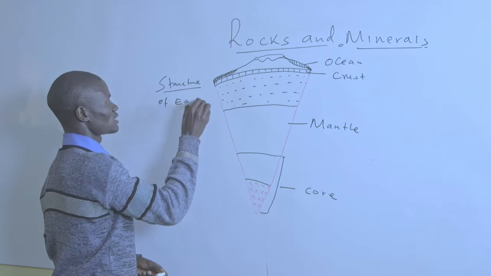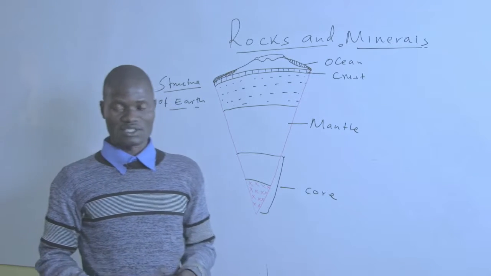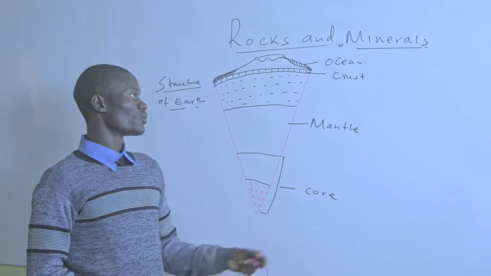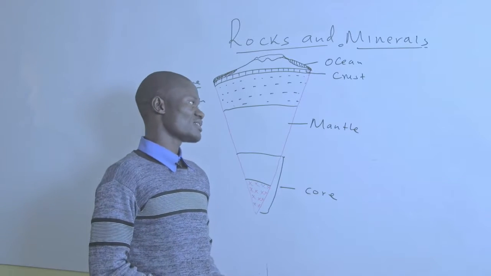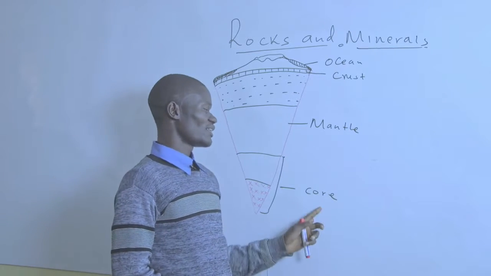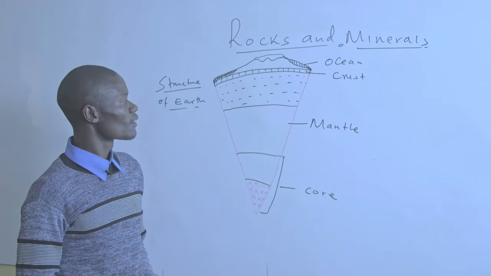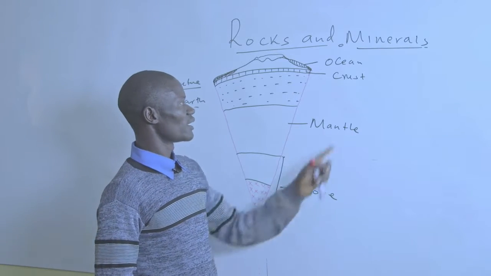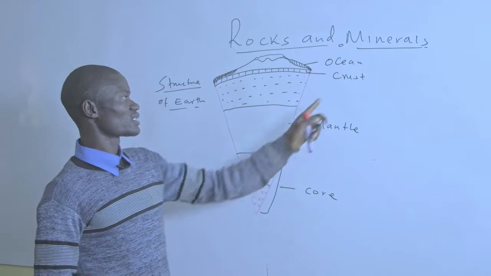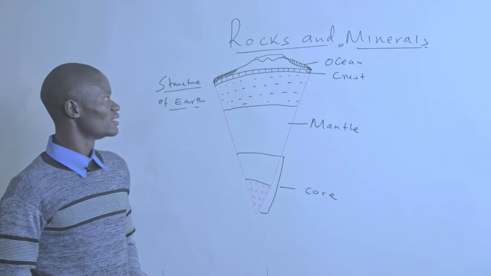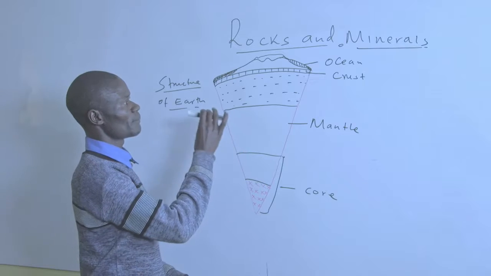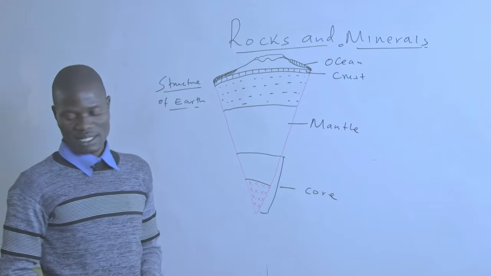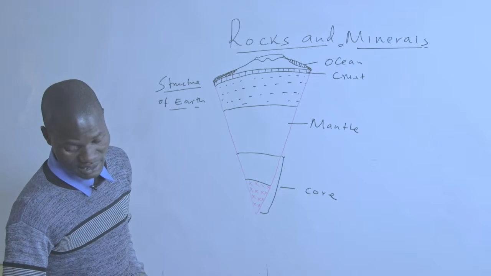This is a basic structure of the earth, and the structure of the earth has three main parts. The first part is called the crust, and then the mantle, and then the core. The crust is made up of solid, rigid rocks. It is very thin, and this is where most buildings are erected.